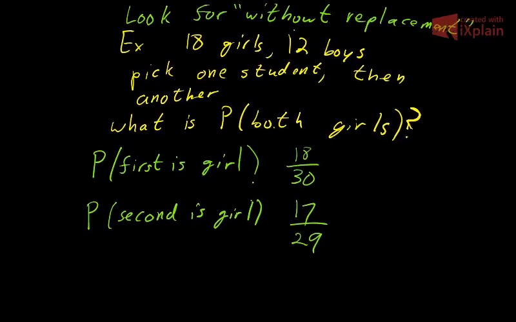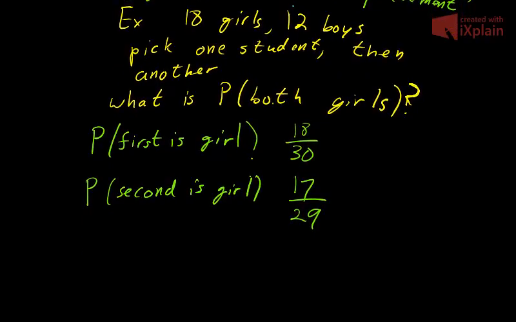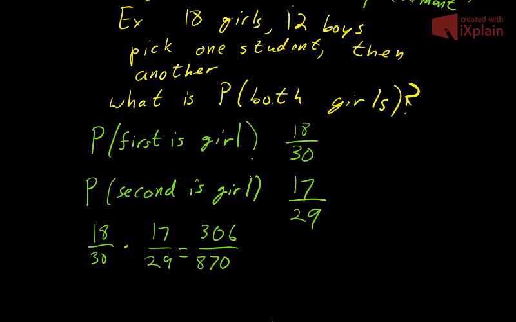Once I am done with that, I can multiply those together, and I get 18 out of 30 times 17 over 29 equals 306 over 870, which would give me, after simplifying, 51 over 145. So this is the probability that if I picked two students at random from that class, they would both be girls.